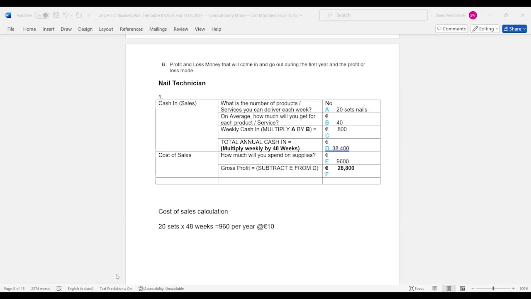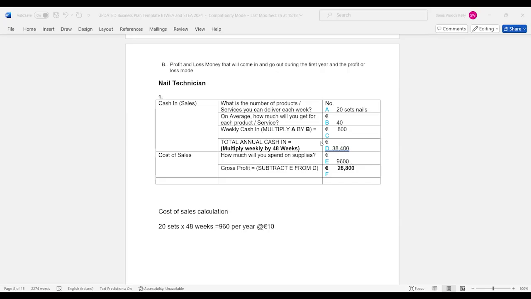If I'm doing 20 sets of nails a week for 48 weeks, that's going to be 960 sets a year. And I predict that each set is going to cost me 10 euros in actual supplies and materials. So the cost of my supplies to generate these sales is going to be 9,600.